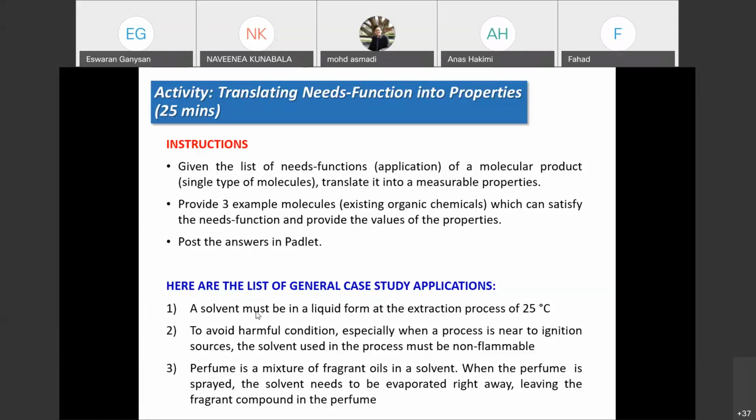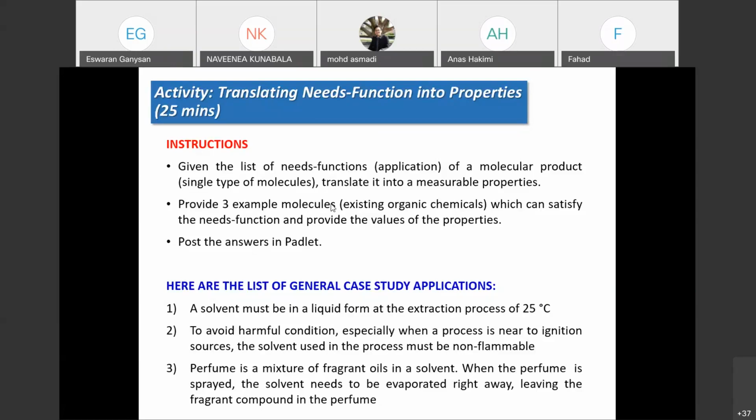Solvent must be liquid form at the extraction process of 25 degrees C. And then to avoid harmful condition, especially when the process is near to ignition source, the solvent used in the process must be non-flammable. Perfume is a mixture of fragrance oil in the solvent. When the perfume is sprayed, the solvent needs to be evaporated right away, leaving the fragrant compound in the perfumes.